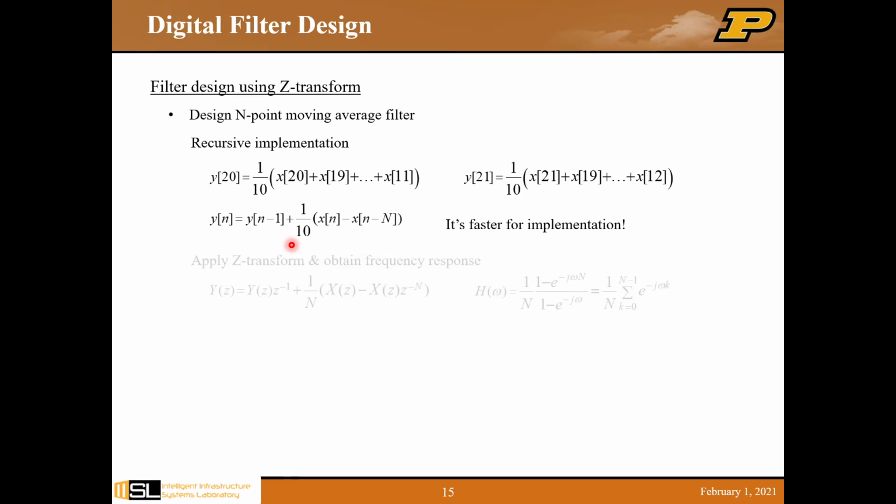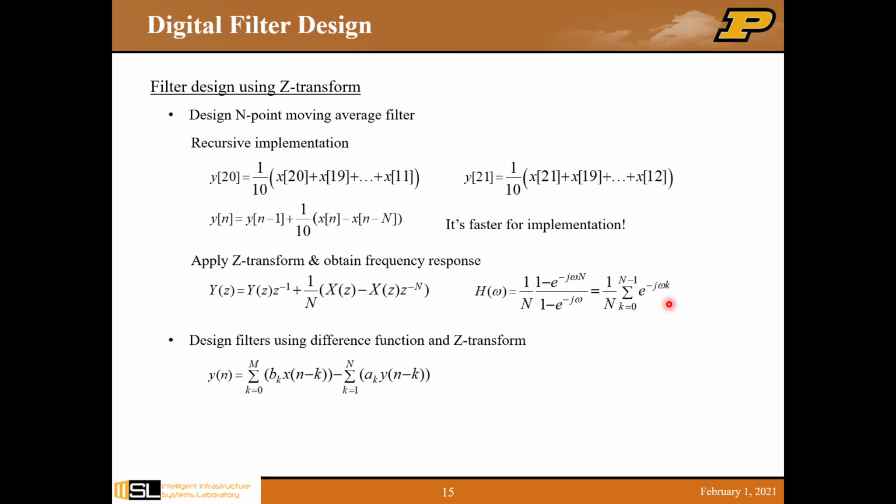Again, we can repeat the previous process by applying the Z transform and then obtain the frequency response function, which is H of omega. If we do some additional derivation, you can eventually find that this is equal to the frequency response function that we obtained before.